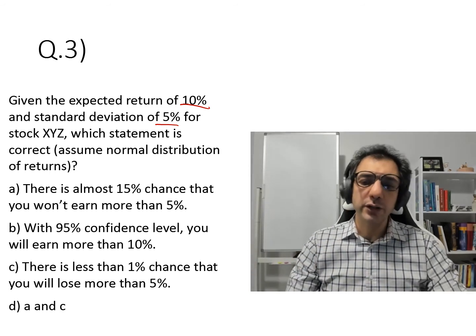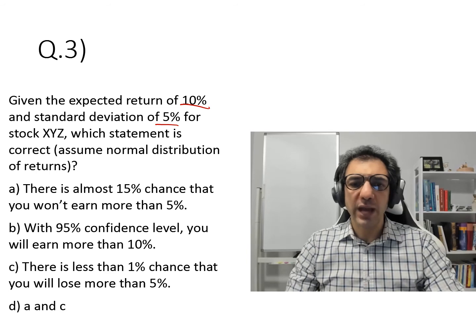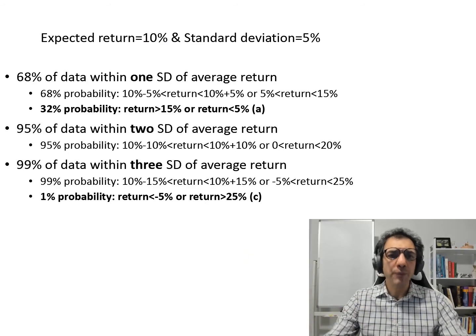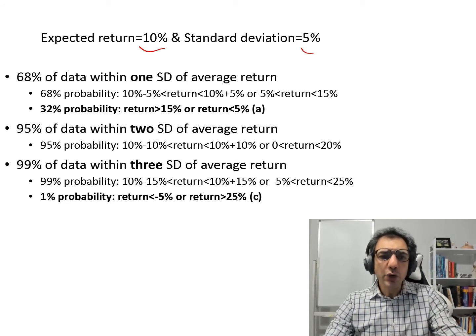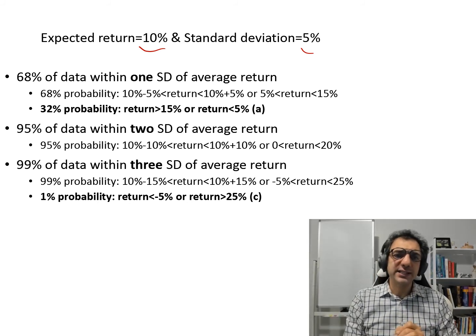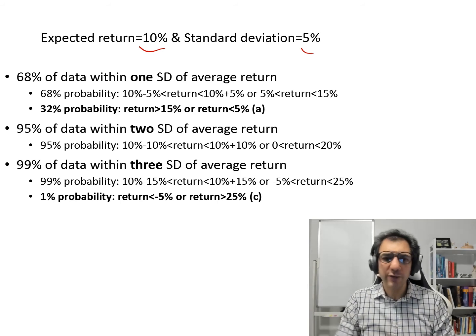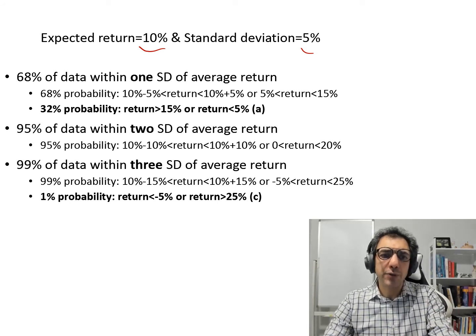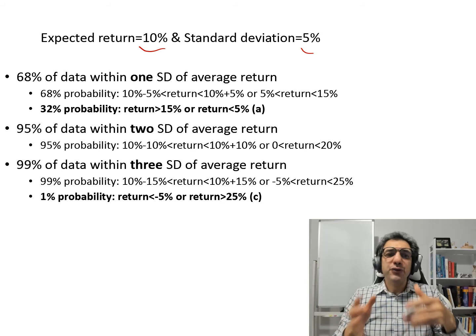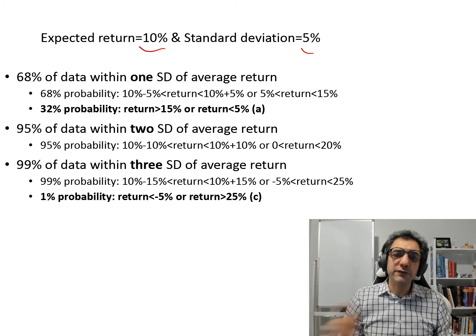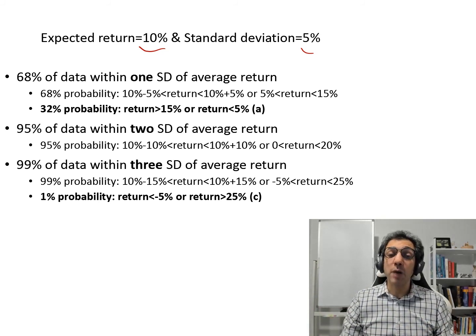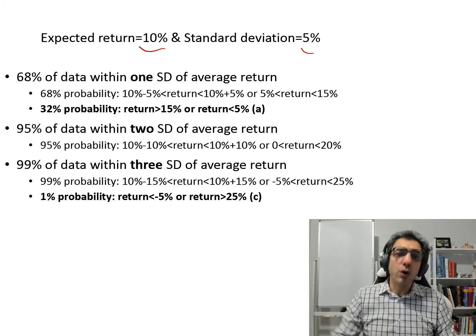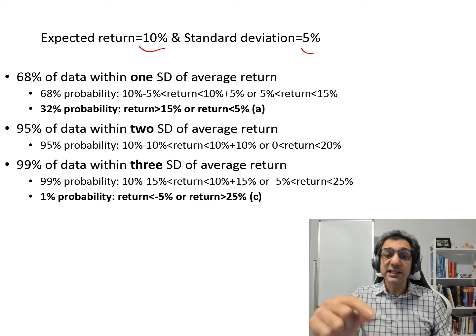Now, let's refer to what we had before and summarize the information we have in this question. As we discussed, the expected return is 10% and the standard deviation is 5%. And remember from the normal distribution that 68% of data are within one standard deviation of the average return. So there is a 68% probability that my return falls between 10% minus 5% and 10% plus 5%. In other words, there is a 68% probability that my return is between 5% and 15%. What about the rest? The 32% chance will be that my return is either greater than 15% or less than 5%. And that's statement A actually.